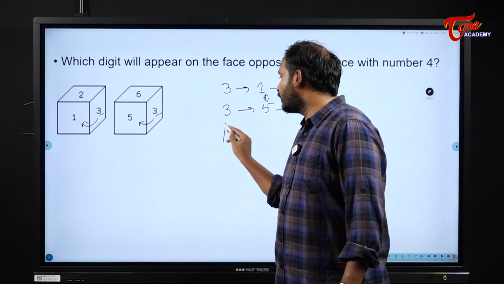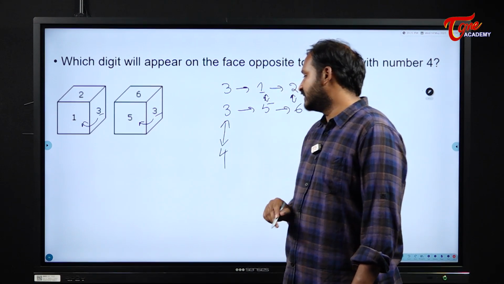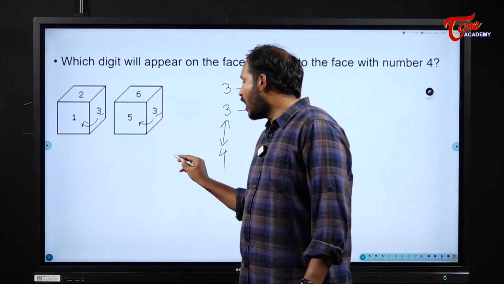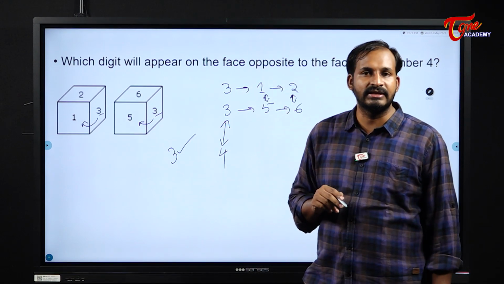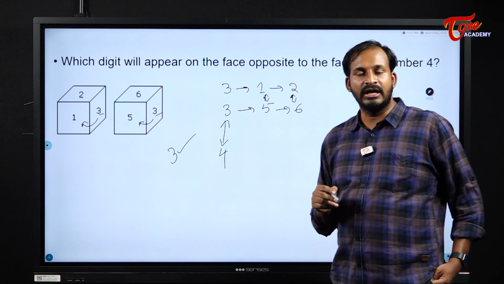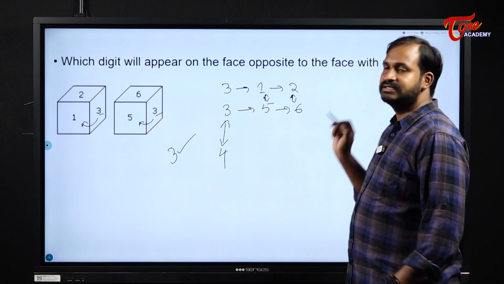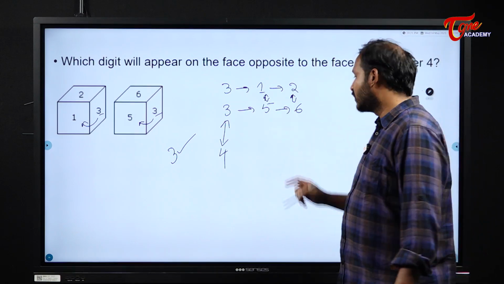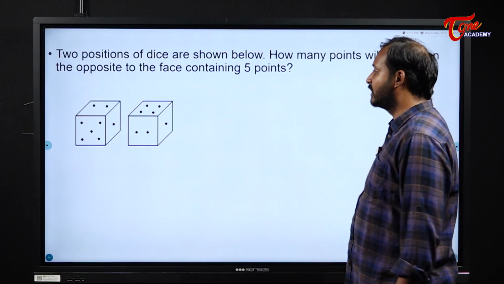Then which number will be opposite to 4? That is 3. So the number 3 will be opposite to 4. Understood, students? Like this, they will ask us questions based on the closed dice. Now we will see some more examples.